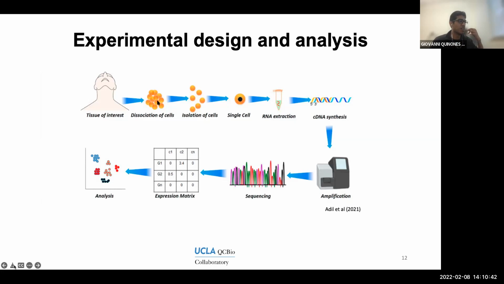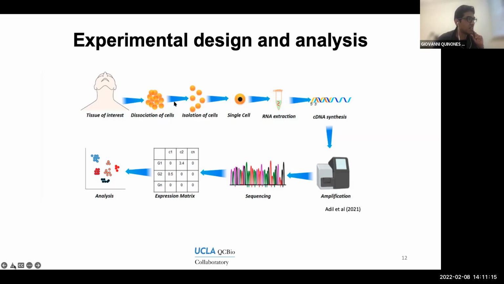Once you obtain your solution or your dissociation of cells, the next step is very critical, and this is where the different technologies come into place, which is how do you isolate individual cells? How do you come up with a series of steps that guarantee you're going to sequence cells individually? And here we're going to go over some technologies, some examples of how this is done.